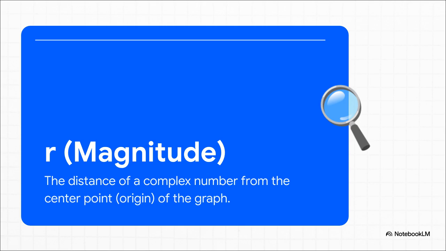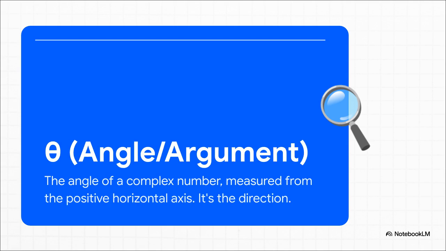First up, you've got R. This is super simple. It's just the magnitude. The distance our starting number is from the very center of the graph. Think of it as setting the radius of that big circle that all our answers are going to live on. Next, we have theta. This is just the angle of our original number. It tells us which direction it's pointing in, and it gives us the starting position for our very first root. It's our launch point on the circle.